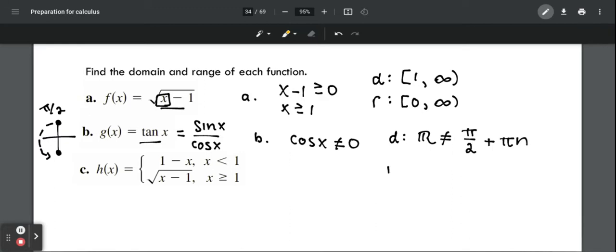For the range of your tangent, remember that your tangent function looks like this, with a bunch of asymptotes in there. So your range is all real numbers, which you could also write as negative infinity to infinity.